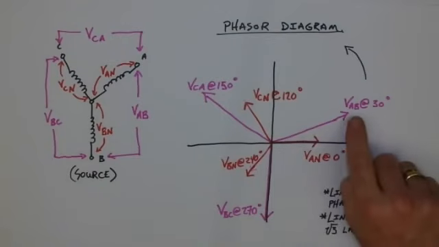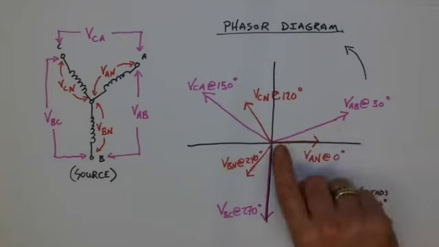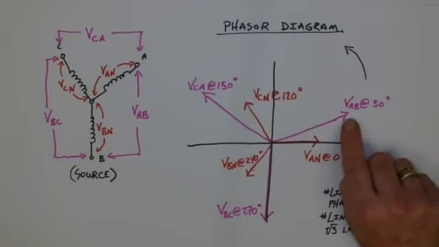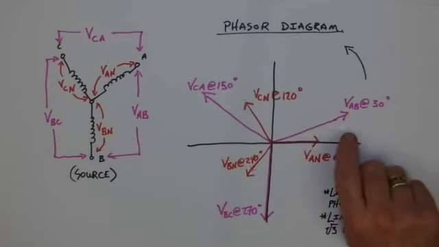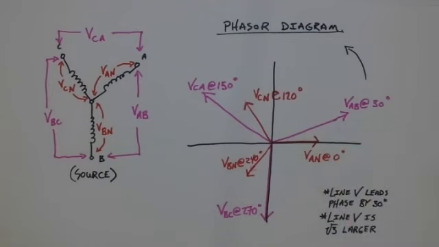What you should notice is that the line values are longer, thereby representing a larger voltage, and the line values will lead the phase value by 30 degrees. So voltage AB at 30 degrees, voltage BC at 270 degrees, and finally voltage CA at 150 degrees. Again, these are standard locations that will never vary.